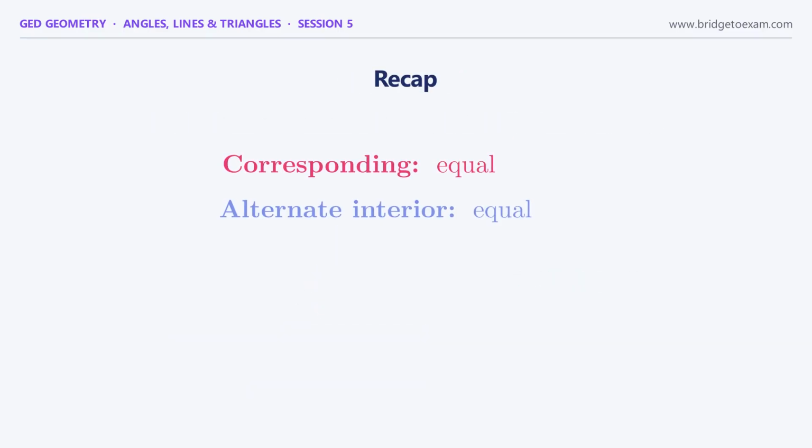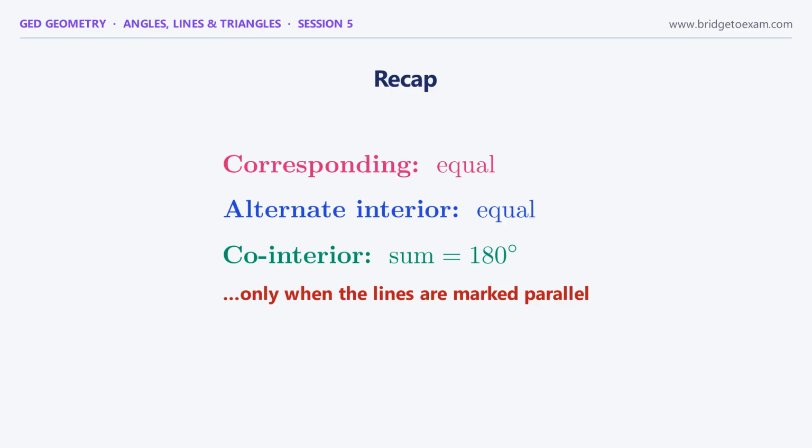Let's recap the three rules. Corresponding angles are equal. Alternate interior angles, the Z-shape, are equal. Co-interior, same-side interior angles, the C-shape, are supplementary, adding to 180. Read the position to choose the rule. And remember, all three hold only when the lines are marked parallel.